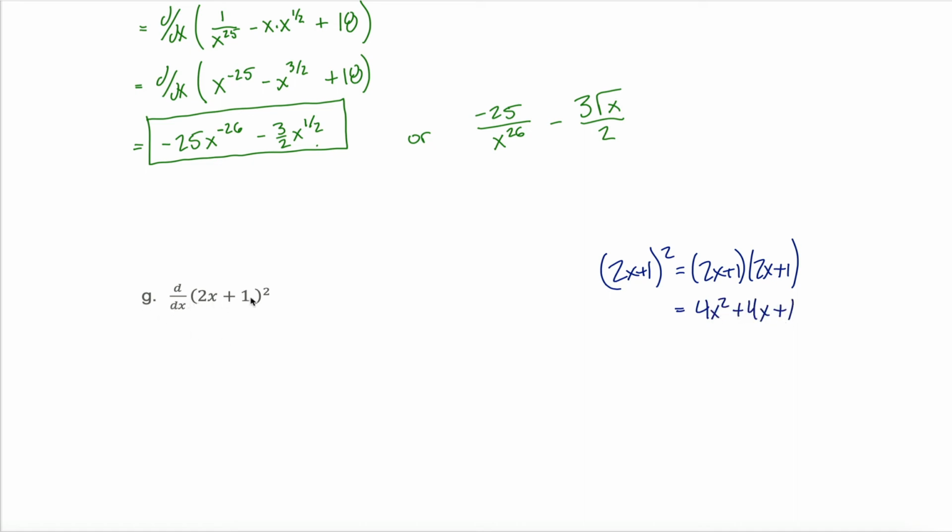Don't think about the derivative of 2x plus 1 squared. Instead, think about the derivative of 4x squared plus 4x plus 1. And all of a sudden, it becomes a really easy problem.